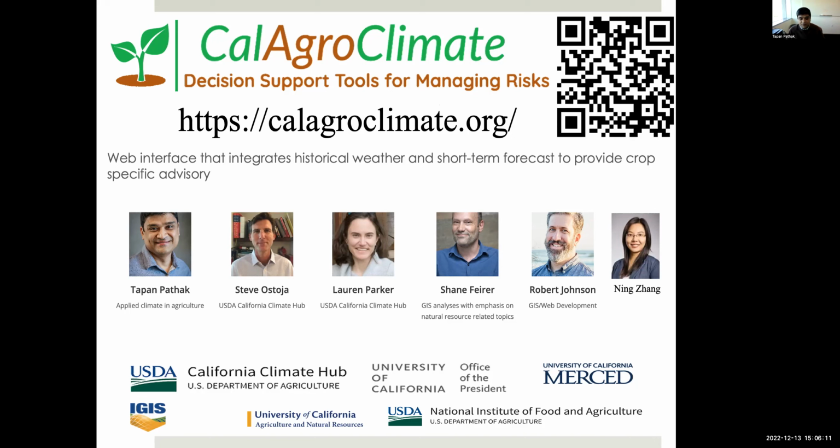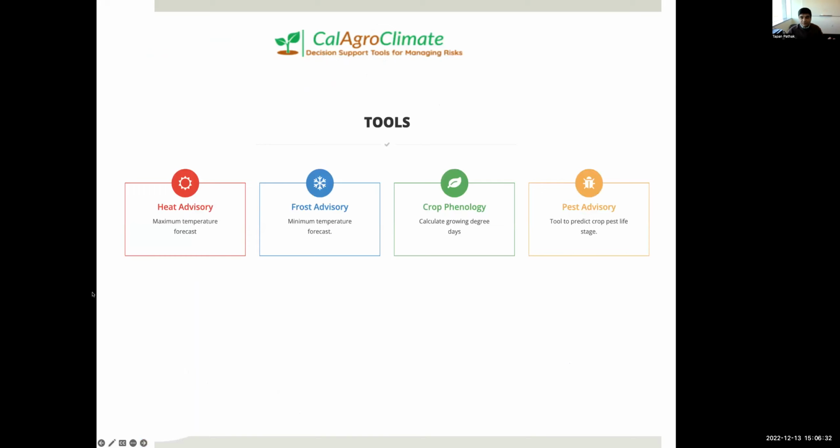So there were a few cooperative agreements to Climate Hub. There was funding from USDA and NIFA, and also some funding came from the University of California Office of the President to continue developing some of these tools for this CalAgroClimate. So I won't take a lot of time.